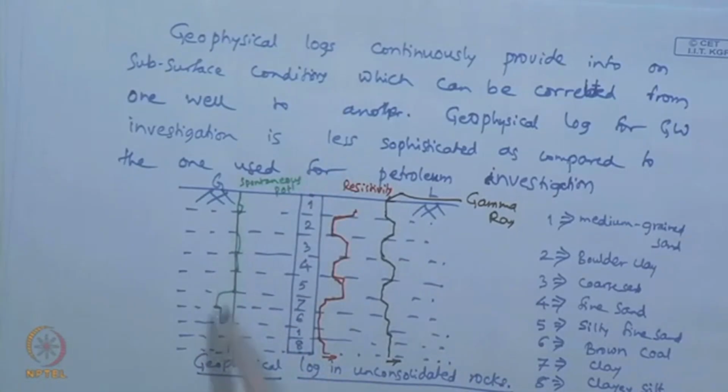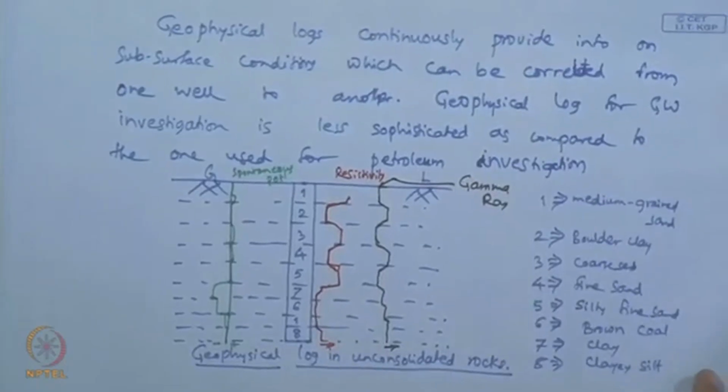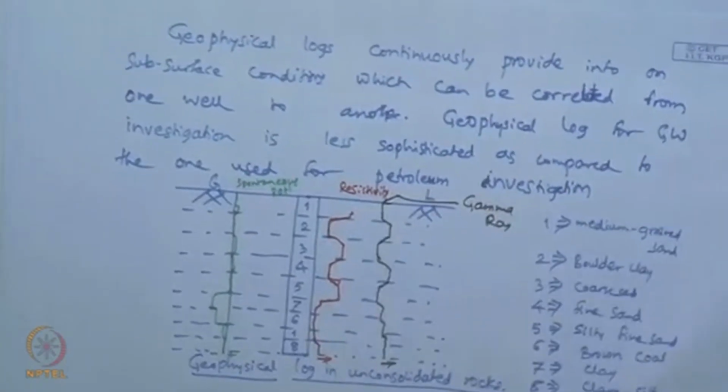So, based on these different properties, we can interpret the formations as well as the groundwater availability in each of these. So, we will continue in the next lecture on this geophysical investigation, and we will specifically move on to the resistivity investigation or spontaneous potential investigation and so on. Thank you.